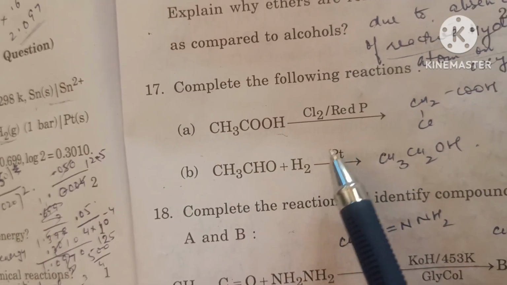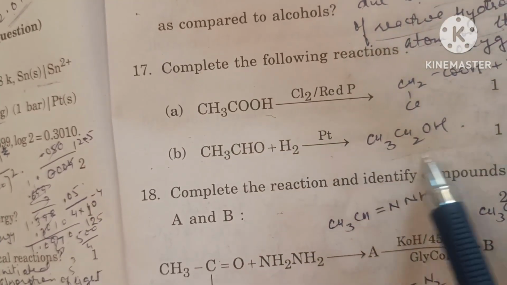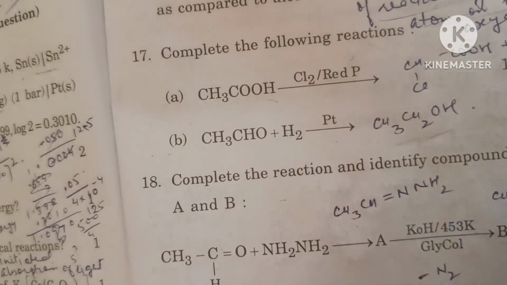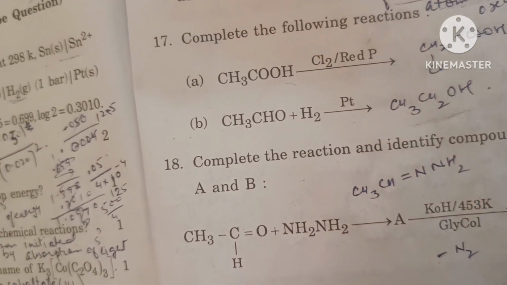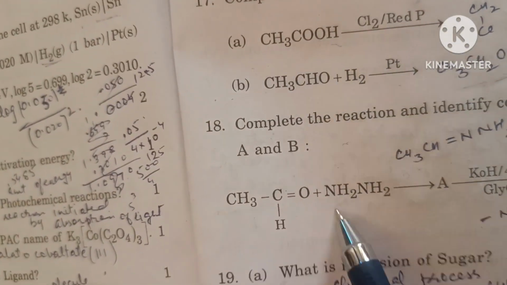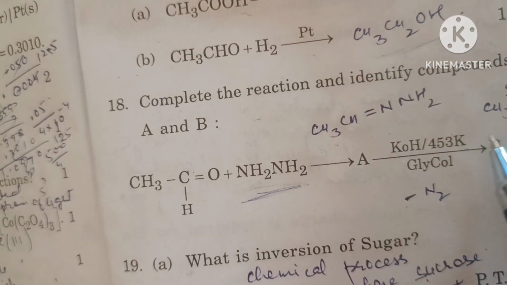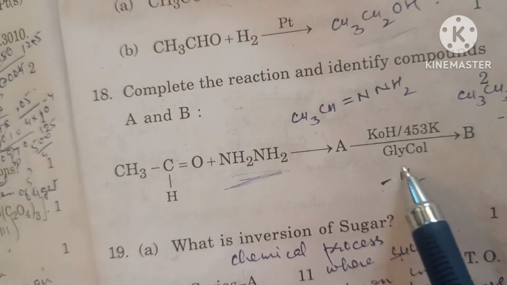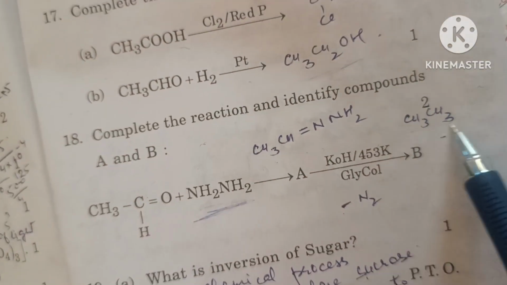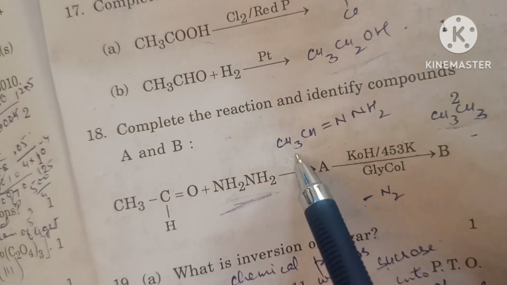Acetaldehyde plus hydrogen in presence of platinum will form ethanol. Complete the reaction and identify the products A and B. So aldehyde, when reacts with hydrazine, will form hydrazone of aldehyde, which on reacting with KOH in the presence of glycol will form ethane, an alkane with same number of carbon atoms.